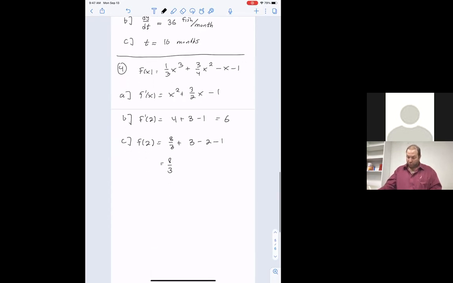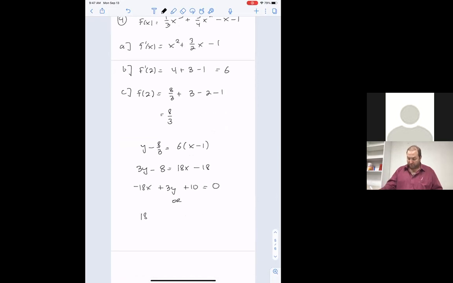So I get y minus 8/3 equals 6 times parentheses x minus 1. But they want it in a very specific form, ax plus by plus d equals 0, where a, b, and d are integers. So I'm going to multiply everything by 3 to get rid of fractions. 3y minus 8 equals 18x minus 18. Let's get the x on the same side as the y. So negative 18x plus 3y plus 10 is equal to 0. Or if you want the leading term to be positive, 18x minus 3y minus 10 is equal to 0.